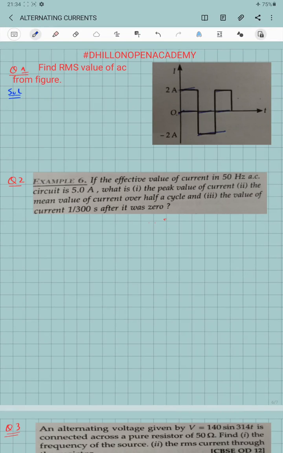Let us try to solve some numerical problems on RMS and the average value. This is the first question. From the figure, we have to find out the RMS value of the alternating current.